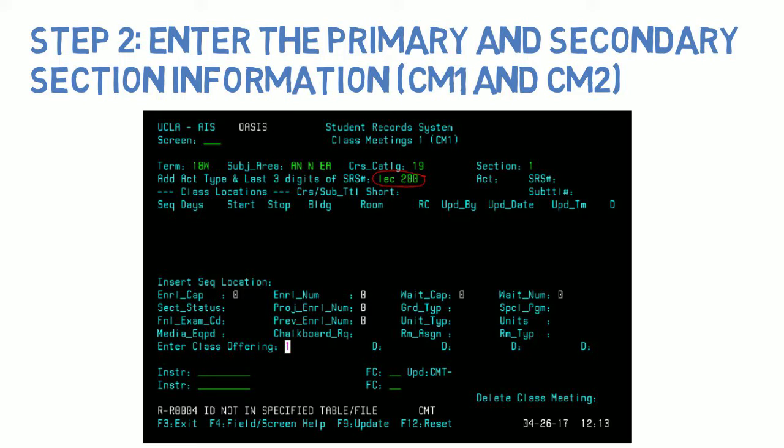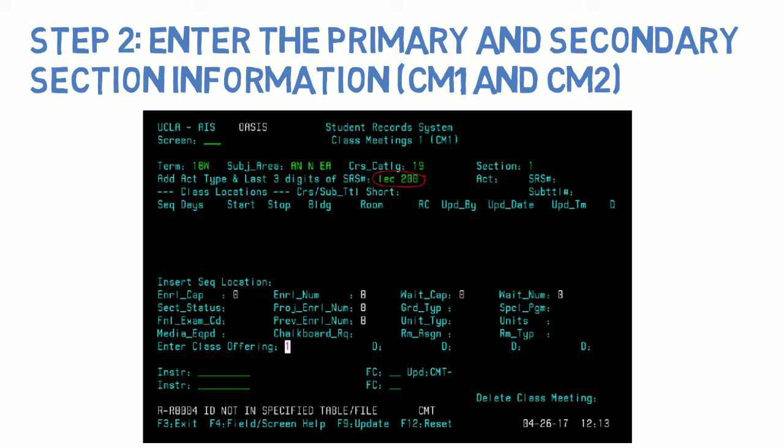The ACT type, also known as the activity type, will be one of the following: LEC for lecture, SEM for seminar, DIS for discussion, or LAB for laboratory. Each course has a 6-digit serial number, or SRS number, already listed in the course catalog. The 3 digits that we will be adding to the 6 digits will make the course unique. The 3 additional digits are added by the department.